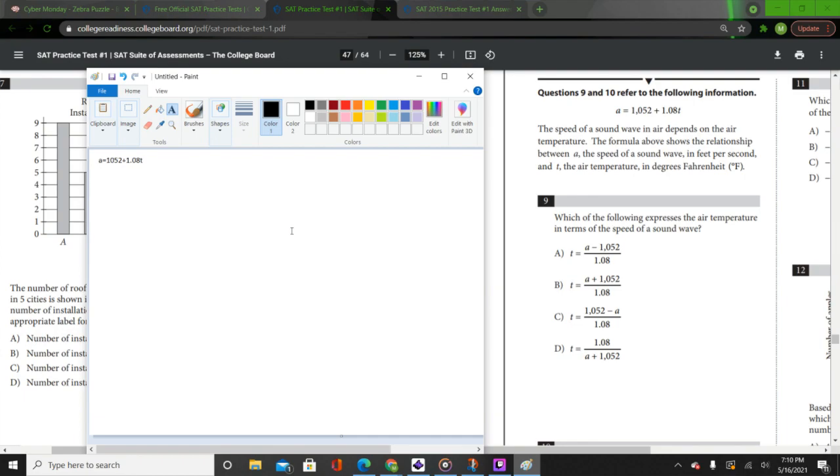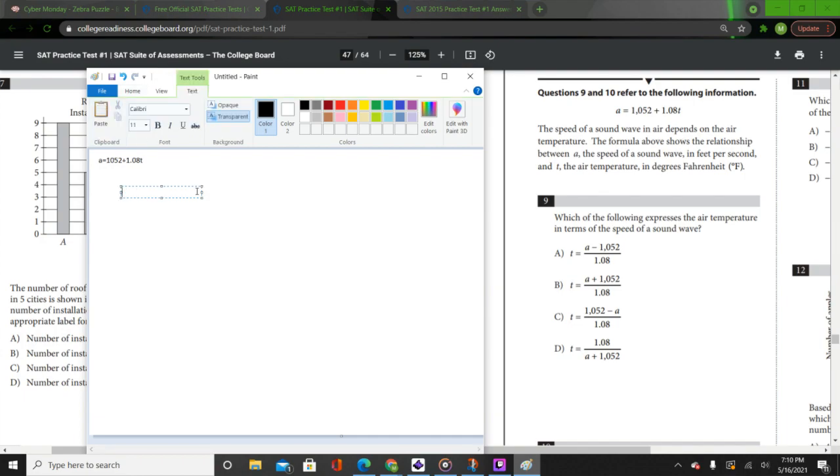So we just want t in terms of A, and we sort of did something similar to this before, except it was a little bit more complex. But we subtract 1052. So we get A minus 1052 is equal to 1.08t, and then t is equal to 1 over 1.08.